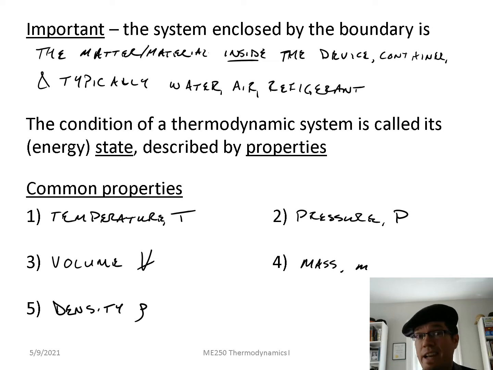Properties also include kinetic energy and potential energy. So all of these are properties of a system. But let's look at these properties and start categorizing them to make some headway.